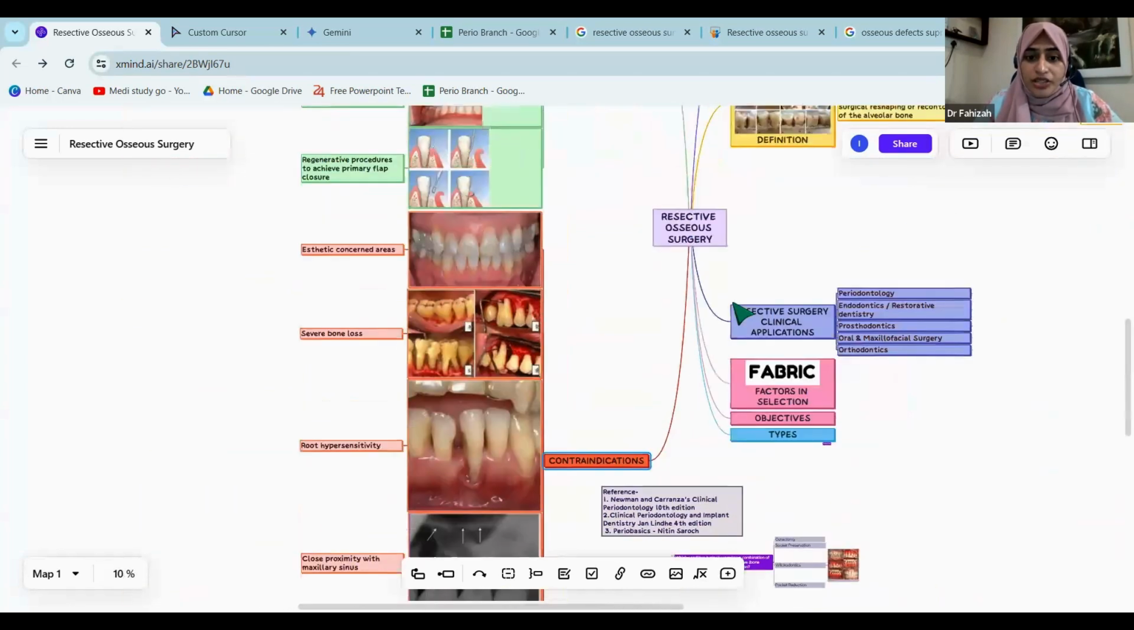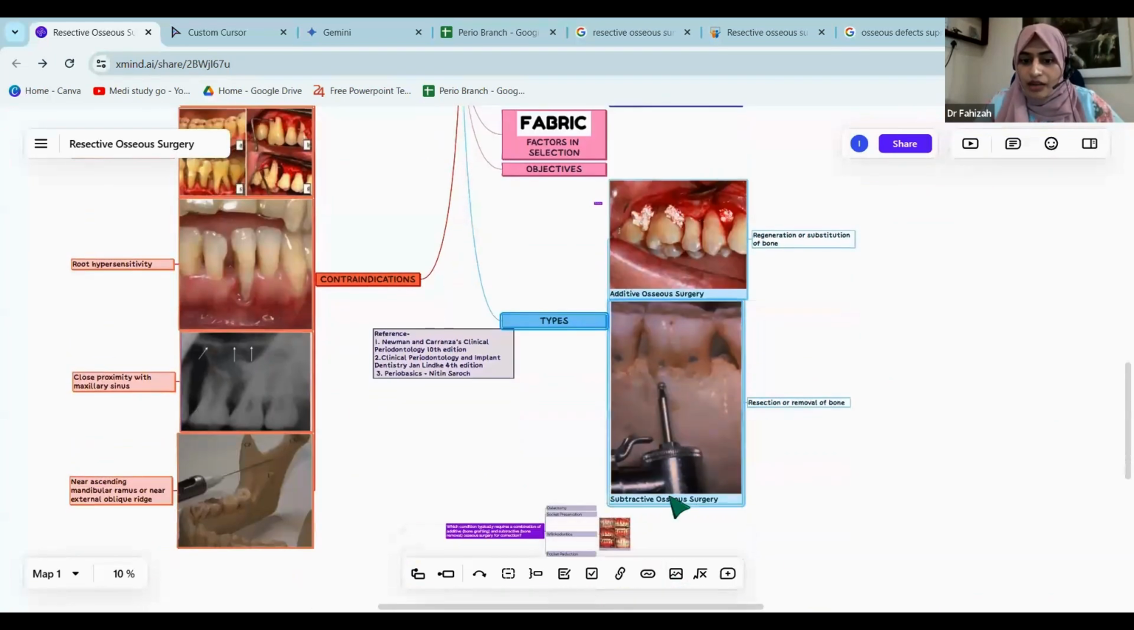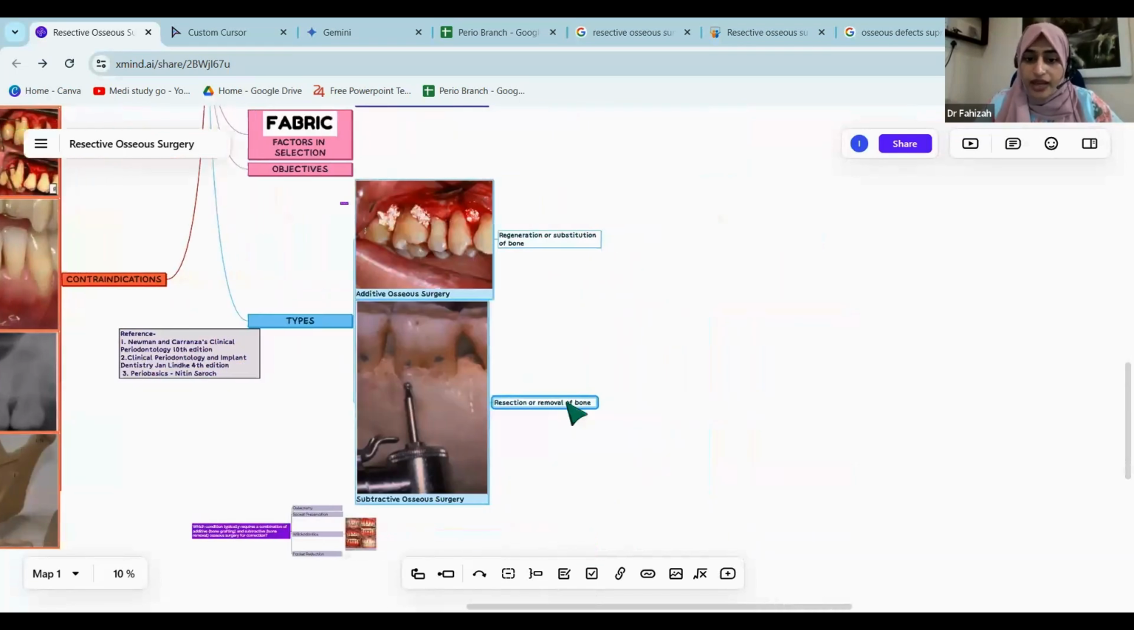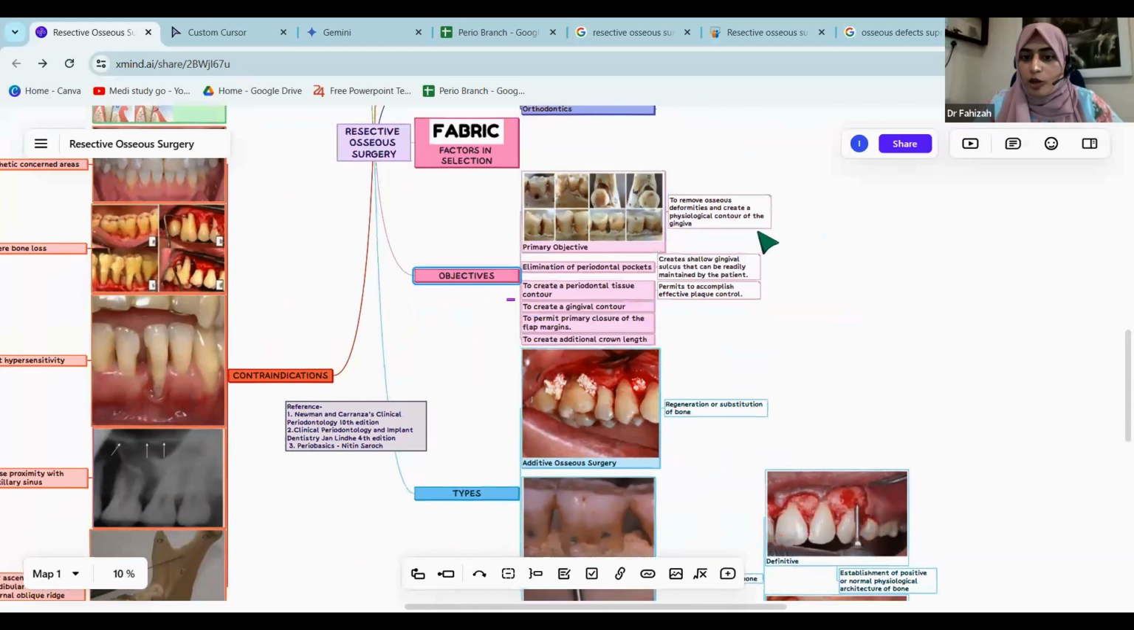So indications and contraindications. Then types: two types, additive and subtractive. Subtractive, we have two types, that is definitive and compromised. Okay. Then coming to objectives, we have the primary objective to remove the deformities that are there, and then the other objectives: elimination of periodontal pockets. See, the main objective of resective osseous surgery is to make the patient maintain oral health very easily. So anything which is hampering that needs to be removed. Okay, so that is the main objective of resective osseous surgery.